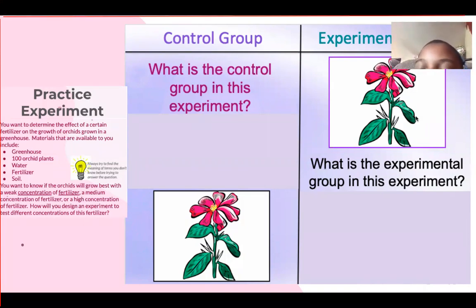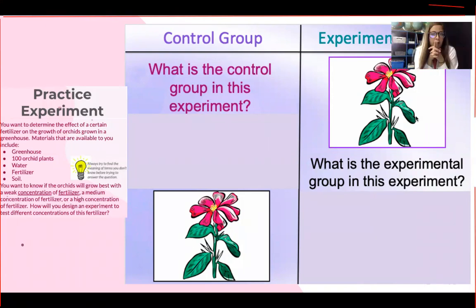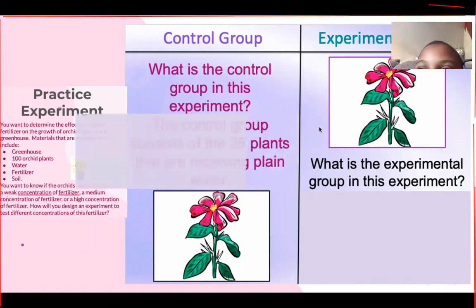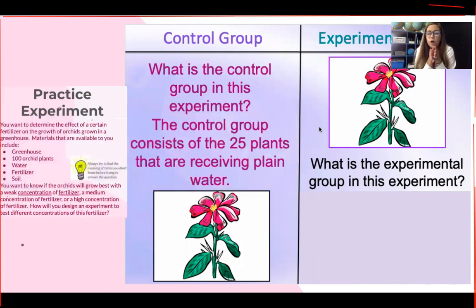They got to receive water because we have to keep the treatment. Hold on, they're going to receive no what? No water or no fertilizer? No fertilizer. Exactly. The control group is just going to receive plain water. They're not going to receive any fertilizer.